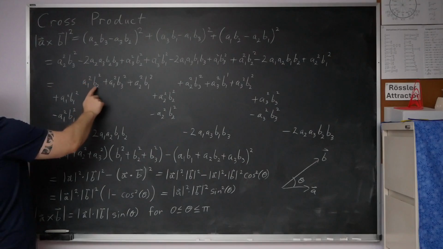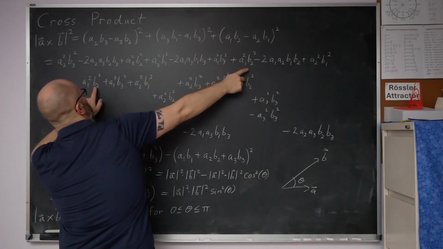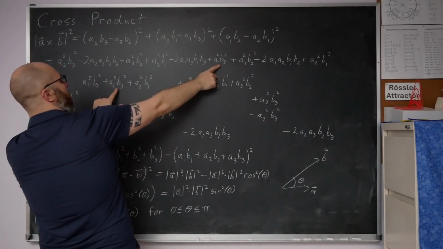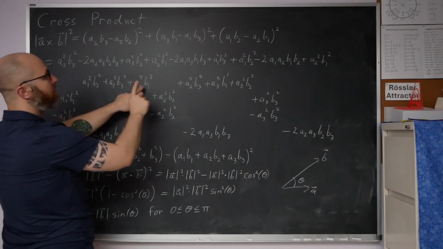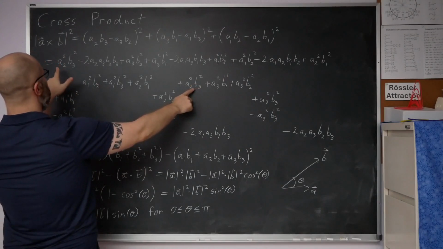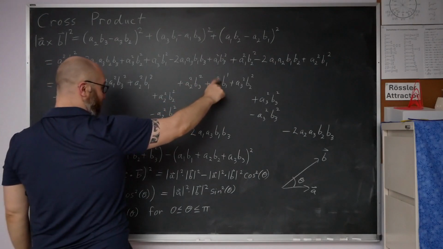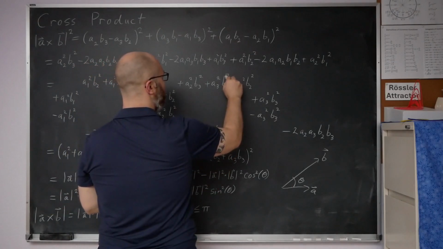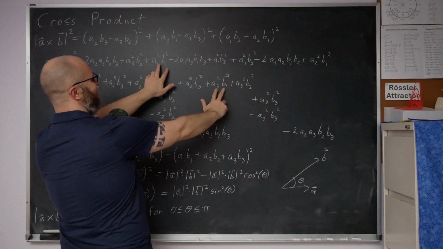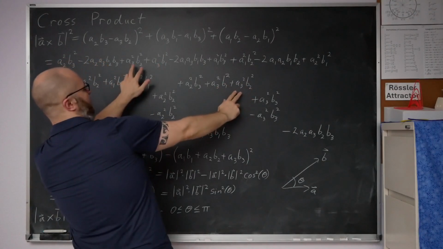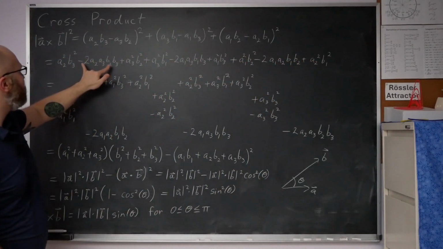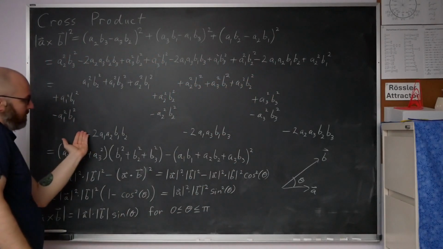So here I have a1 squared b2 squared, that is right there. I have a1 squared b3 squared, and there it is. I've got a2 squared b1 squared, there it is. I've got a2 squared b3 squared, and there it is. Got a3 squared b1 squared, there it is. Then I've got plus a3 squared b2 squared, and there's that one. So those terms were all there, but then I also have my minus 2 stuff, so I've copied those on the bottom.